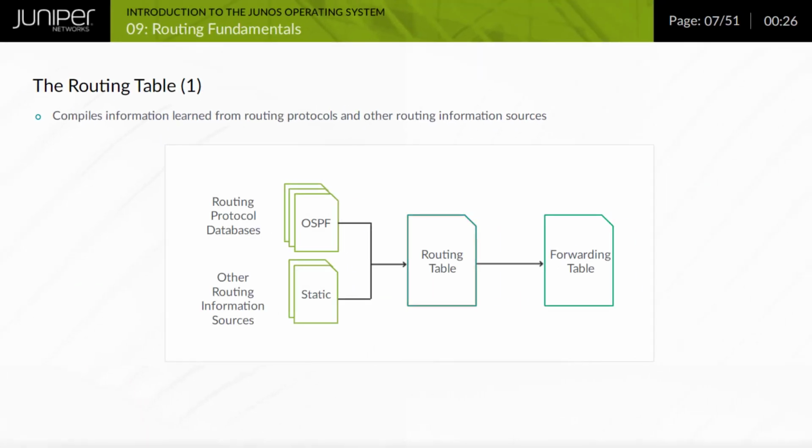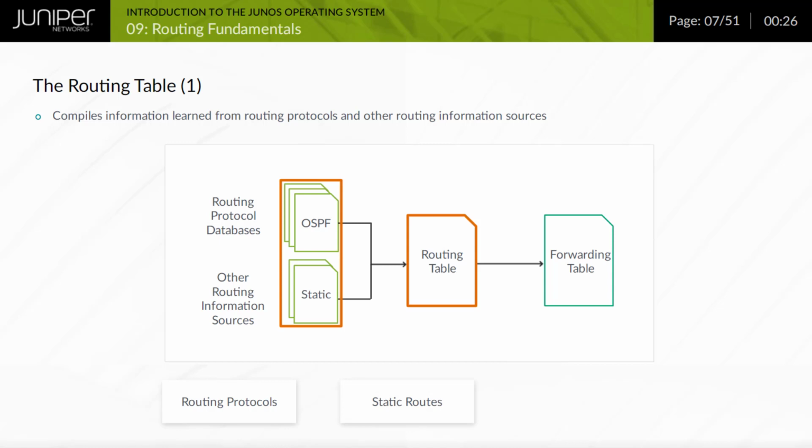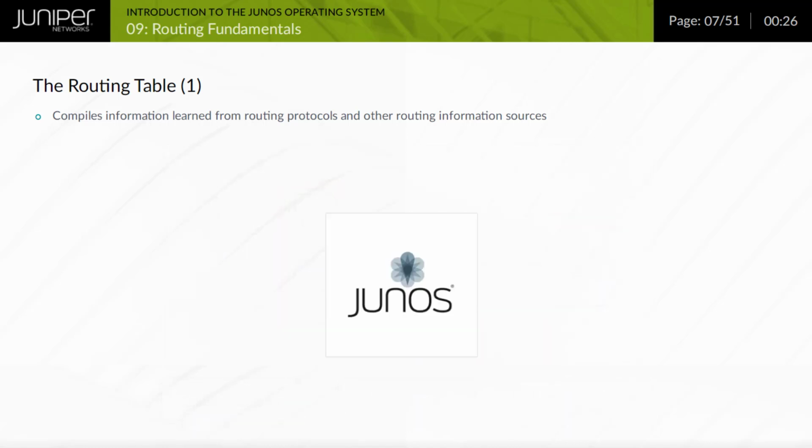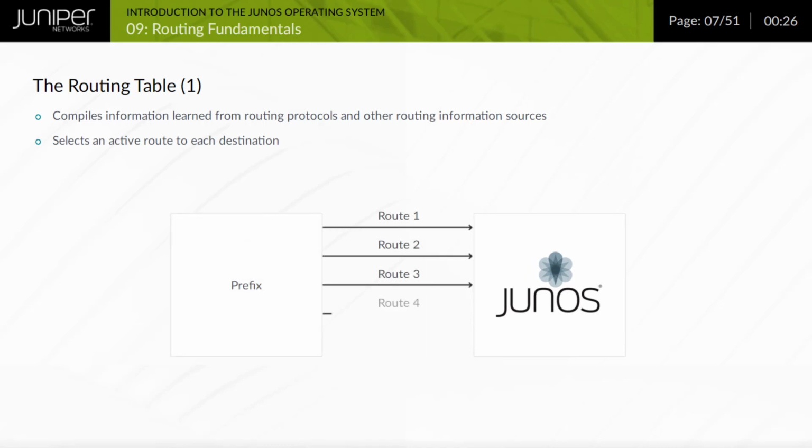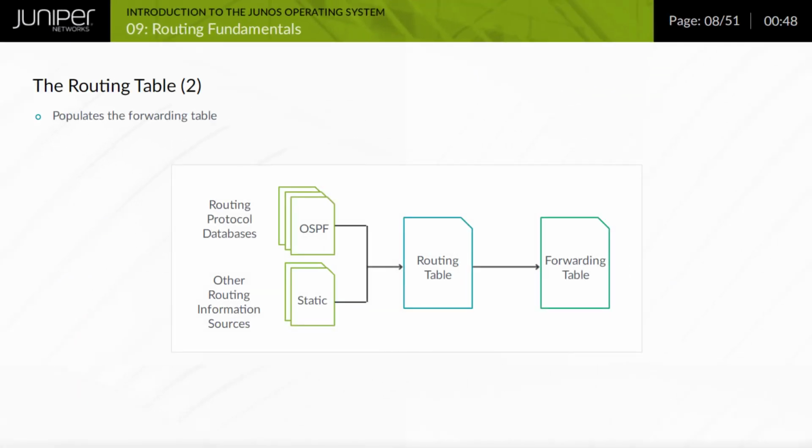The Junos OS routing tables consolidate prefixes from multiple routing information sources, including various routing protocols, static routes, and directly connected routes. When a device running the Junos OS receives multiple routes for a given prefix, it selects a single route as the active route. With additional configuration, the Junos OS supports multiple equal-cost routes. The router uses the active route for each destination prefix to populate the forwarding table.